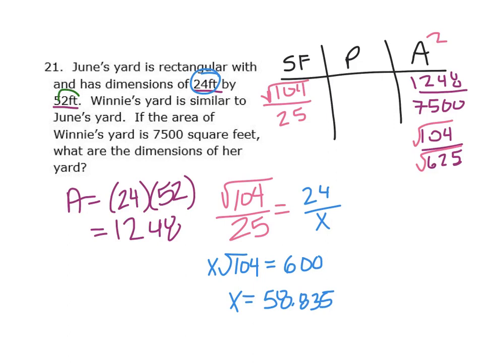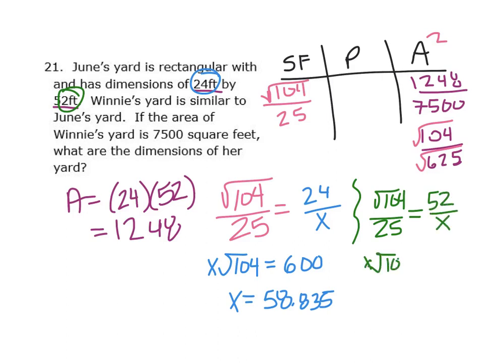Then we got to do the same thing but with the other. So it's going to be the square root of 104 over 25 is equal to 52 over x. X equals the square root of 104. And then 52 times 25 is 1,300, which means x has a value of about 127.475.